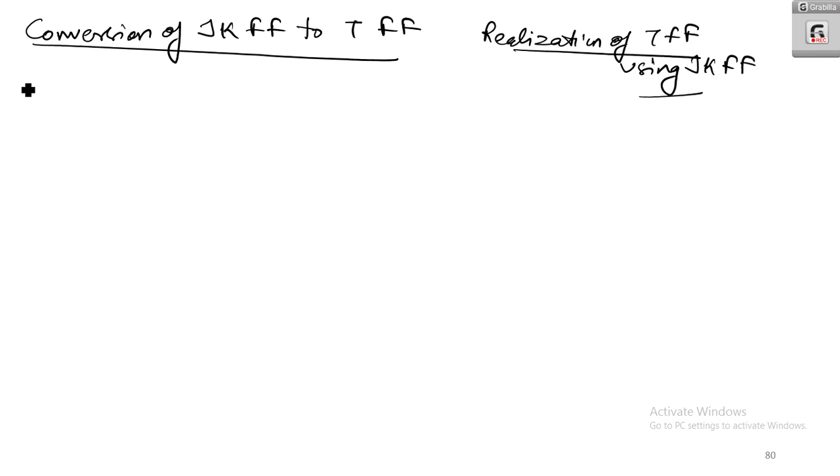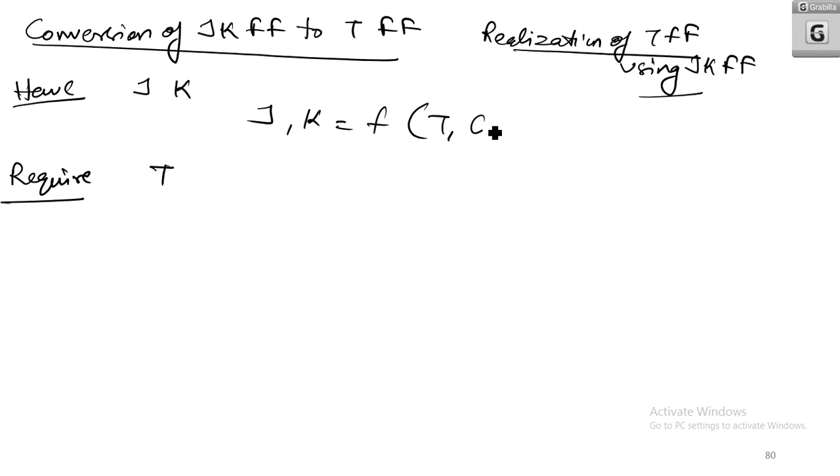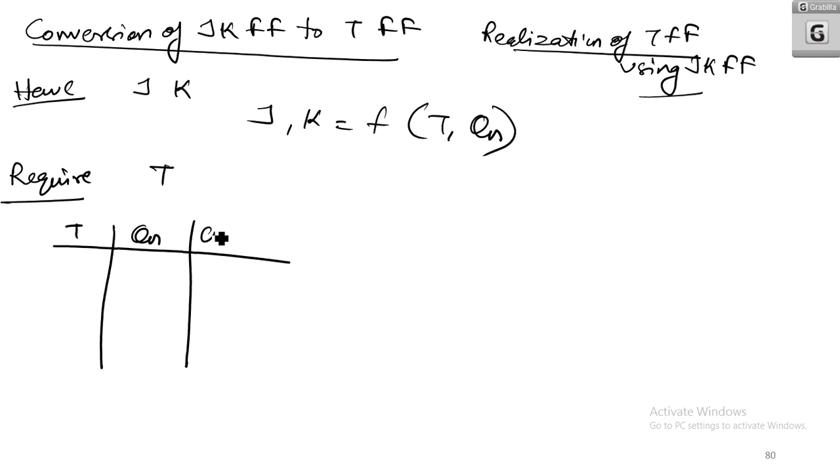Now, here what you have is a JK flip-flop. What you require is a T flip-flop. So you need to write J and K as a function of T and Qn. So first of all, let me draw this T and Qn. Then I will write Qn plus 1, that is the next state. This is the present state. After that we will go with J and K.